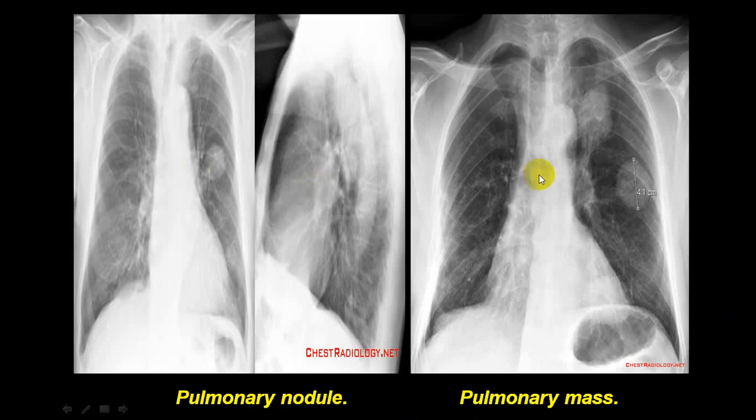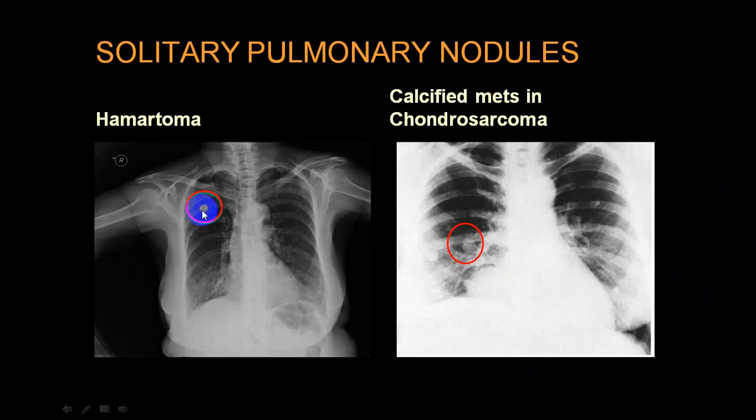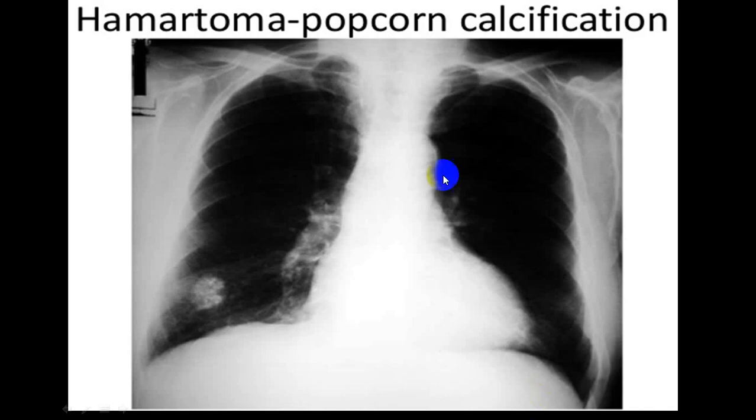These are pulmonary nodules. A big size you call mass, small size you call nodule. This is a big size. More than 3 centimeters you call mass. So this is a big mass. By and large, it will be malignancy. This is a small nodule, maybe hamartoma. A calcified nodule: chondrosarcoma or calcified metastasis. Popcorn, looks like popcorn. It is very common in hamartomas.